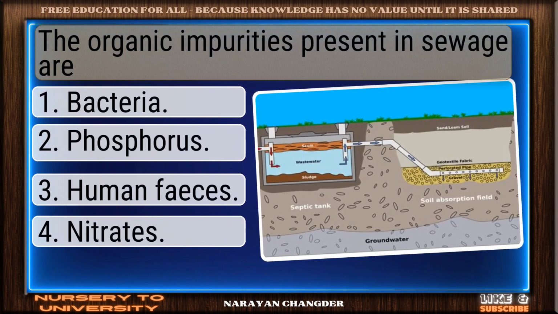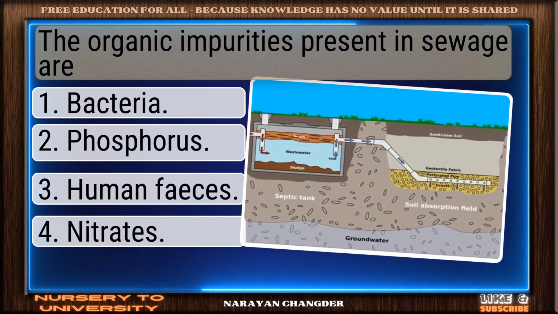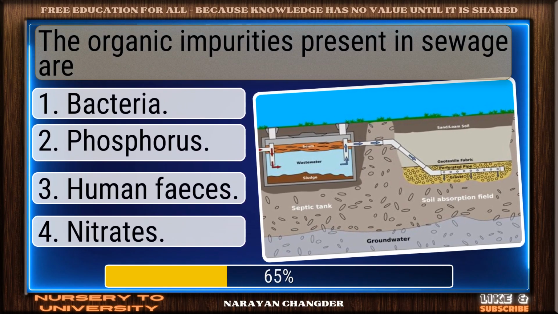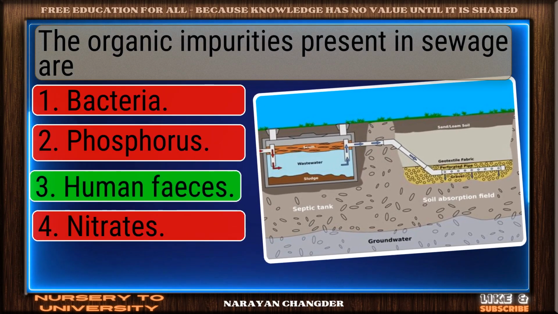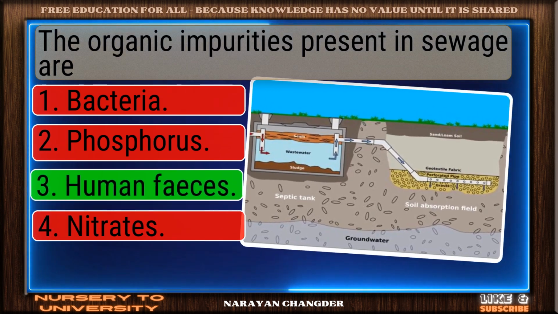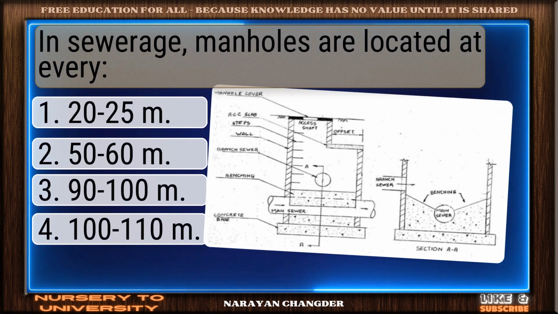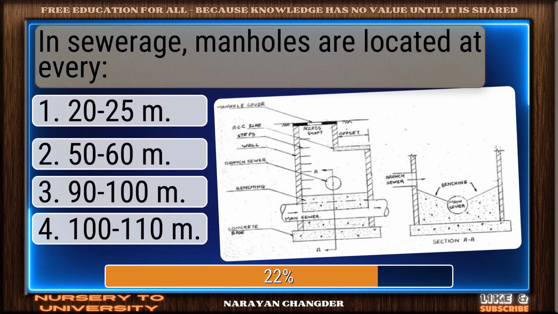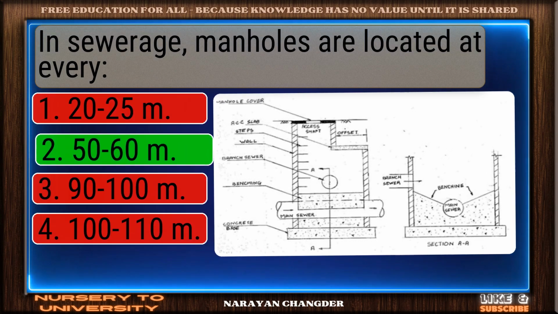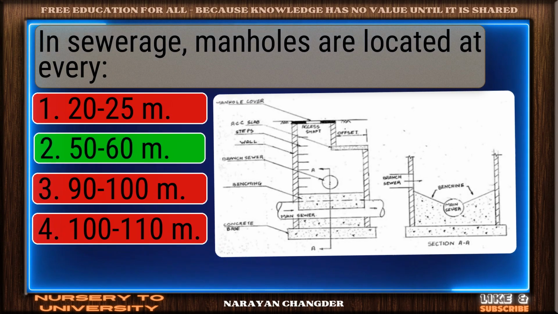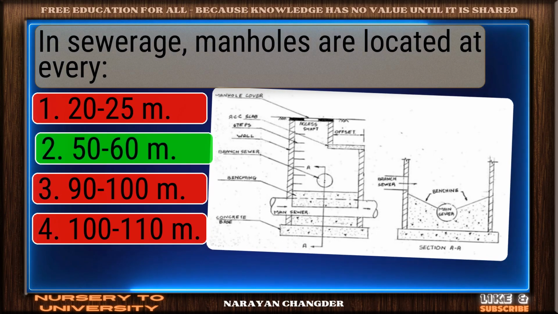Question number 78. The organic impurities present in sewage are? Perfect. Human feces is the correct choice. Question number 79. In sewerage, manholes are located at every? Great job. 50-60 mm is the accurate answer.